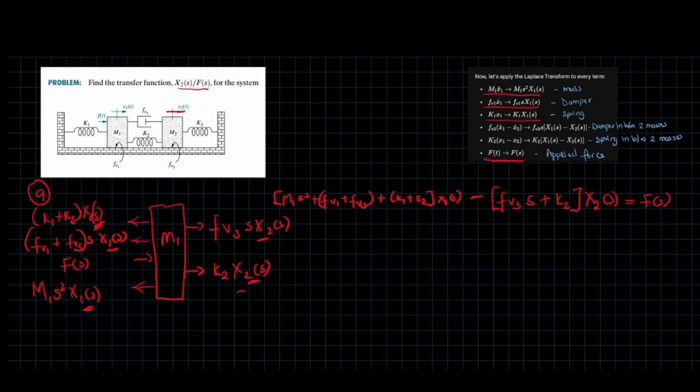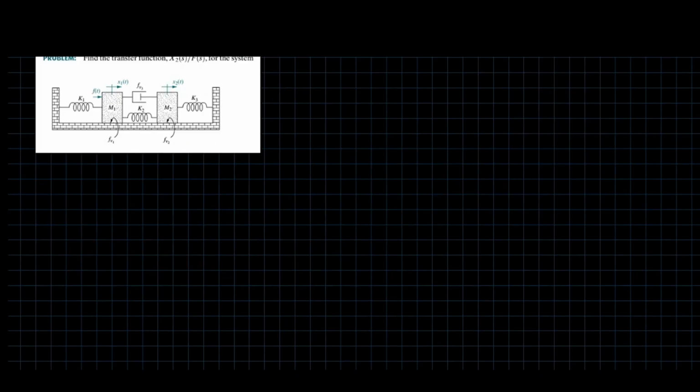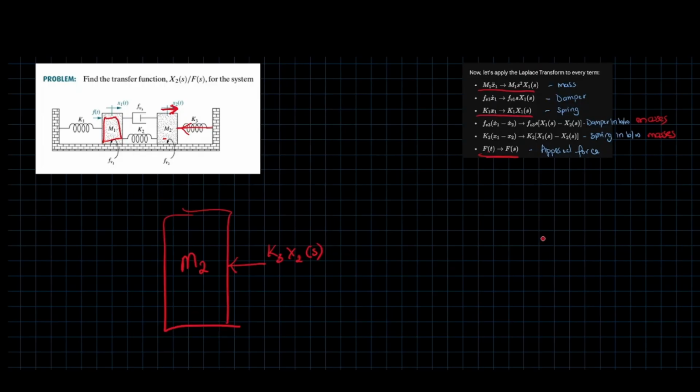Now let's do it for M2. For the mass M2, we start by checking for the forces on M2 due to only M2, which means we'll hold this mass and move M2. So if we move M2 in this direction, what are we going to get? Let's draw it out. This is the mass M2. As it's moving in this direction, it's going to be compressing the spring, which means this spring will be trying to push it back. So we're going to have a force here, K3 x2(s). It's from this point that I got it.